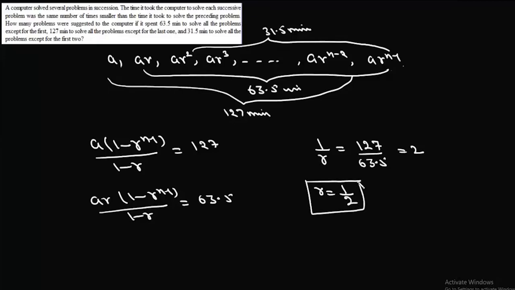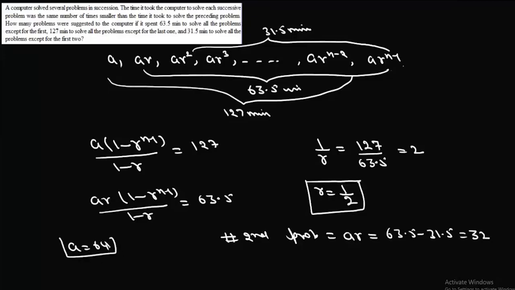Now we know that time taken to solve problems from 2 to last is 63.5, and time taken to solve problems from 3 to last is 31.5. That means time taken to solve the second problem, it is ar, and it is equal to 63.5 minus 31.5, and that is 32. Now if we put r as 1 by 2, we'll get value of a as 64. So value of a is 64.